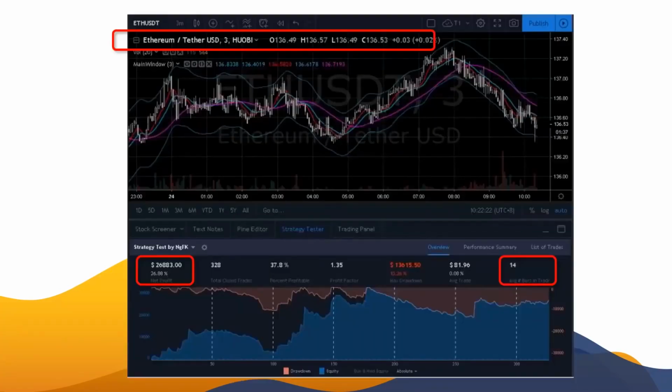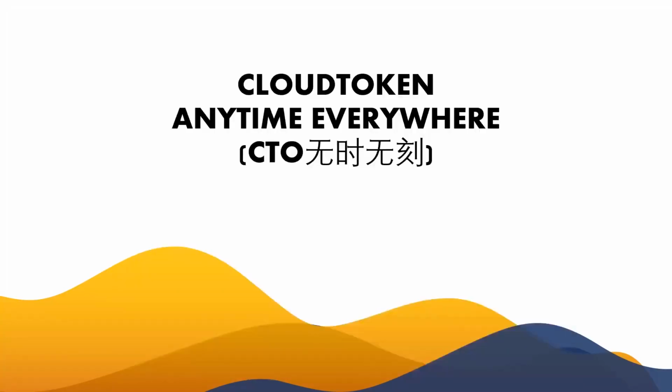This is one example of Varoom running, and we did this simulation on Huobi based on Ethereum and USDT. During a 14-day period, we had a gain of 26.88%. This is through the Varoom engine. You can read more about the Varoom engine when we release our business proposal on the 12th.